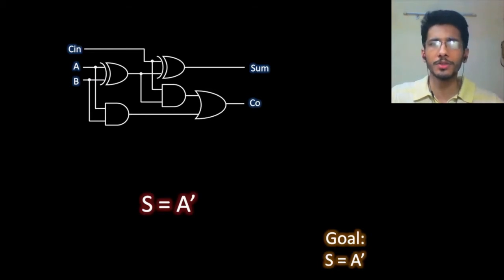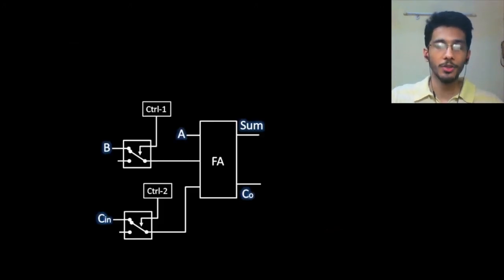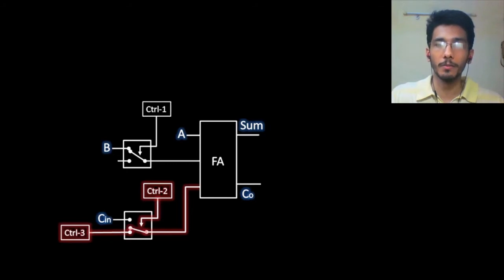We already know how to set B to 0. We just need to figure out how to set carry in to 1. And for that, you'll notice in the carry in relay, there is one terminal that's empty. And on that terminal, I can add the control line 3. So now if I activate control line 2, carry in becomes 0. And if I activate control line 3 as well, carry in is always going to be 1. With this figured out, let's update the control word table.